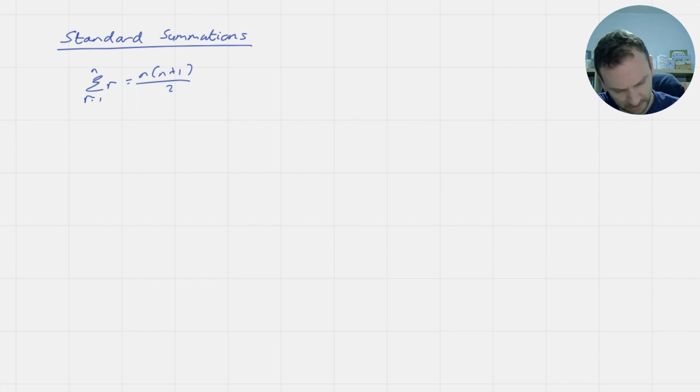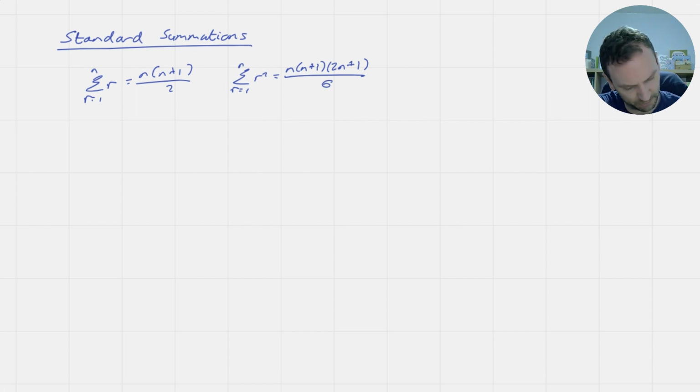The two that you do get in your formula booklet, I would recommend you still know them off by heart anyway, because they're going to come up a lot. The sum of r squared from r equals 1 to n, so this is 1 squared plus 2 squared plus 3 squared all the way up to n squared, can be written as n(n plus 1)(2n plus 1) all over 6.